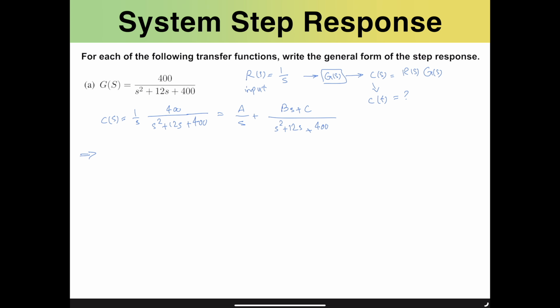So let's do that really quick. If you multiply both sides by s, what I would get, the first part of the equation, is going to be 400 divided by s squared plus 12s plus 400.